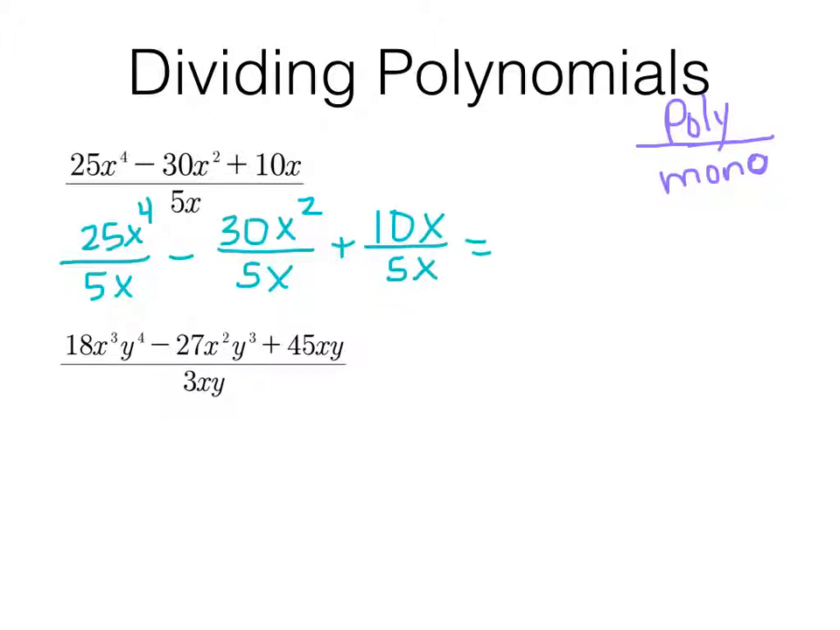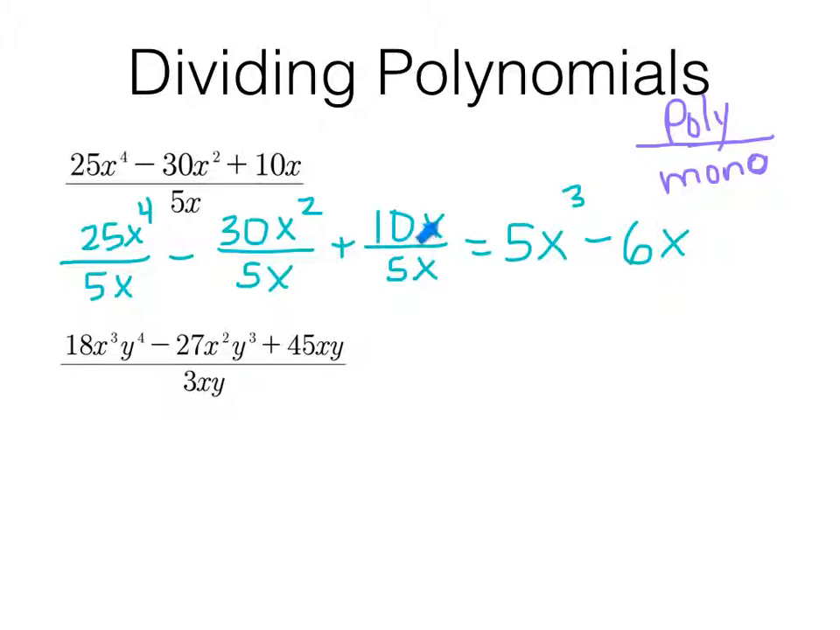So 25x to the 4th divided by 5x squared. 25 divided by 5 is 5. X to the 4th, divide off an x, is 4 minus 1 is 3. So 5x cubed. 30x squared over 5x. So we know it's minus, because we have a minus sign out front. 30 divided by 5, 6. X squared divided by x is just x.